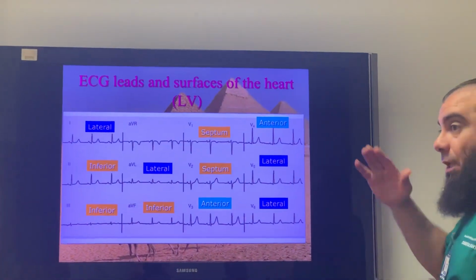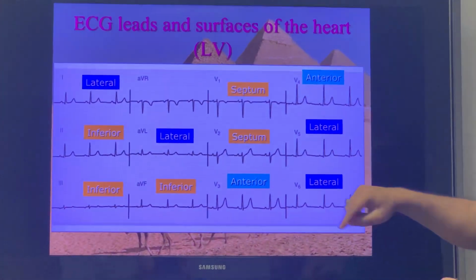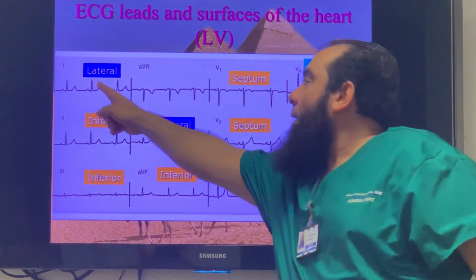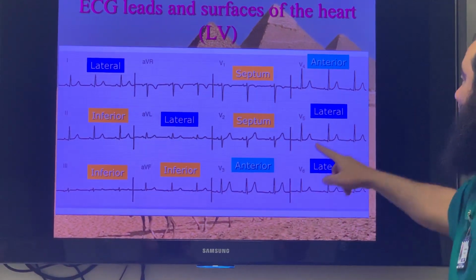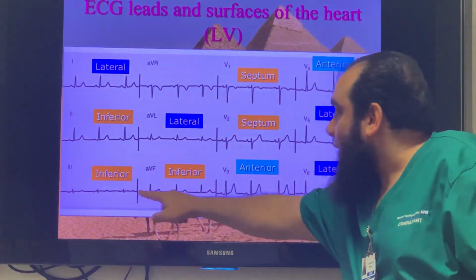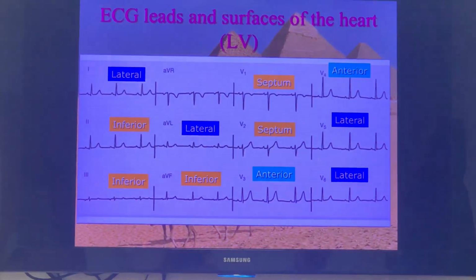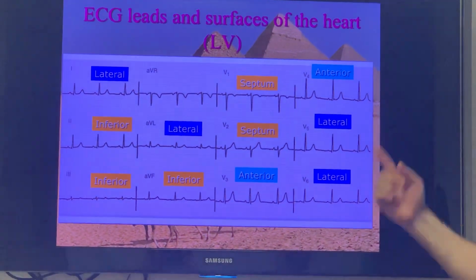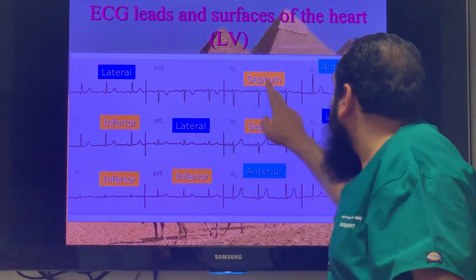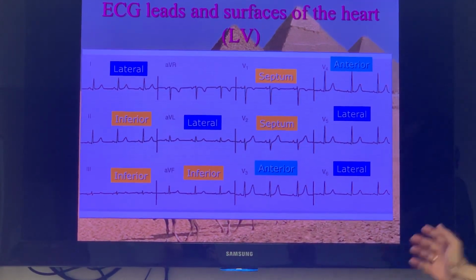Again, another way to put the knowledge on. In the ECG paper, we see that lateral is lead 1, AVL, and again back here to 5 and 6. Inferior is 2, 3, AVF. Septum, anterior. Involving lateral, septum, anterior, and lateral, we call it extensive, involving all.